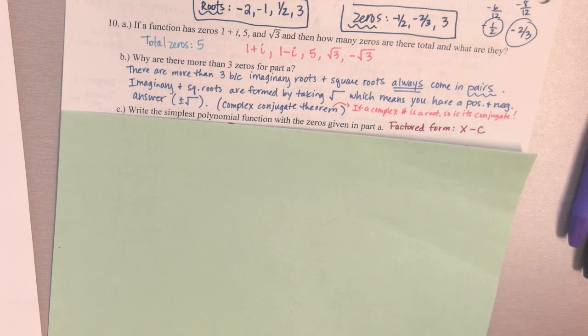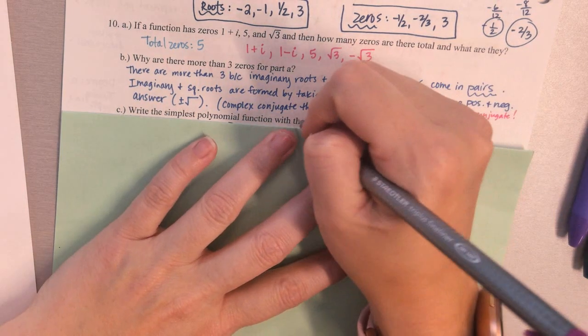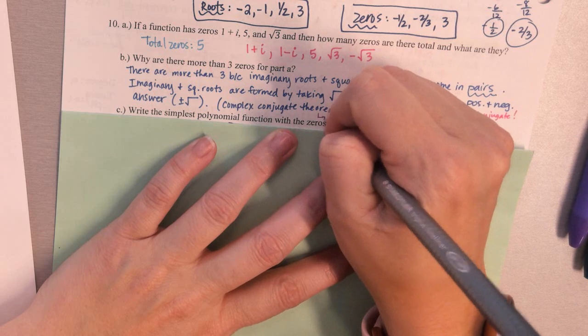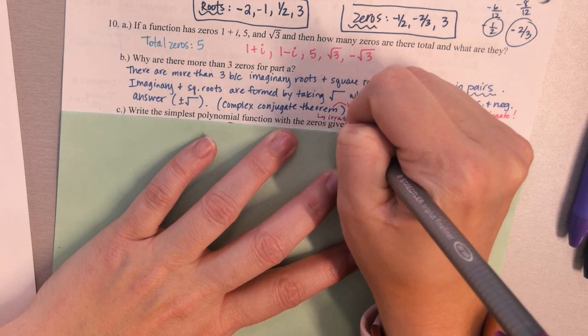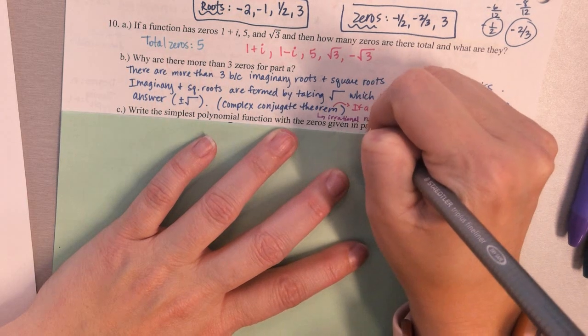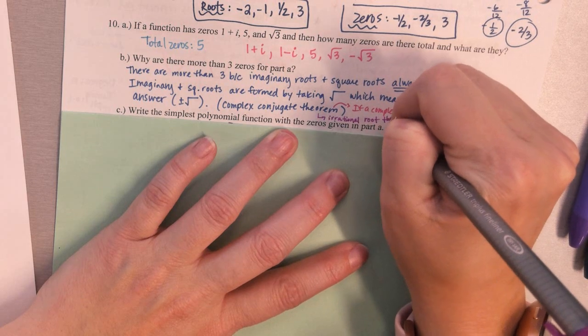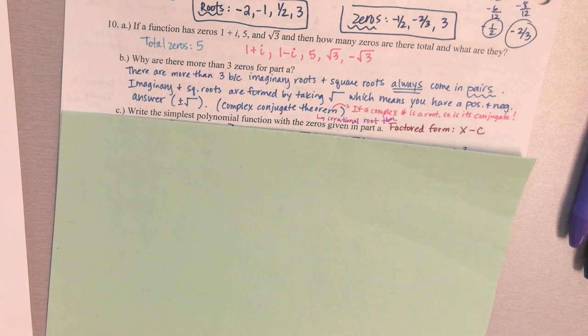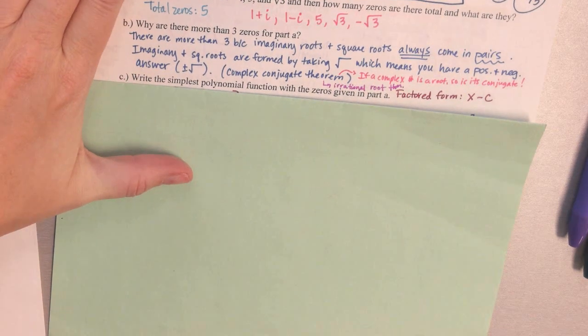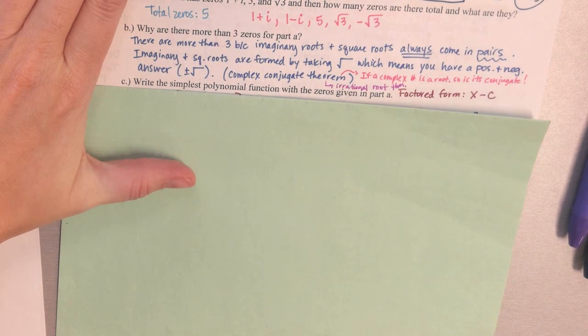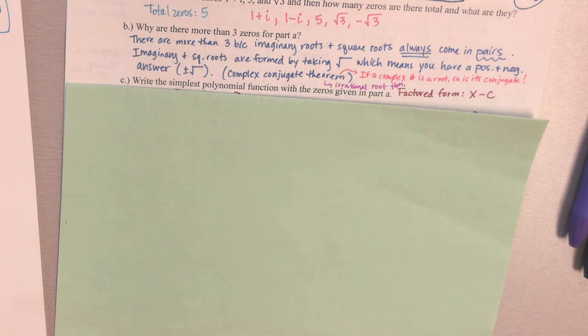And the same thing with the irrational root theorem. Put that here, irrational root theorem. So make sure that you are able to explain why they come in pairs. You have to know that it's due to that square root and that plus or minus.